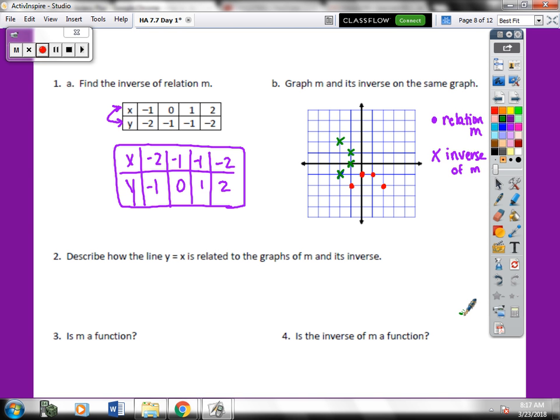And they want us to describe how the line y equals x is related to the graphs of M and its inverse. So let's graph the line y equals x. Technically, y equals 1x plus 0. Slope-intercept form. So graph that, and we'll just put a dashed line because it doesn't actually exist. So start at 0, up 1/1, up 1/1, up 1/1.